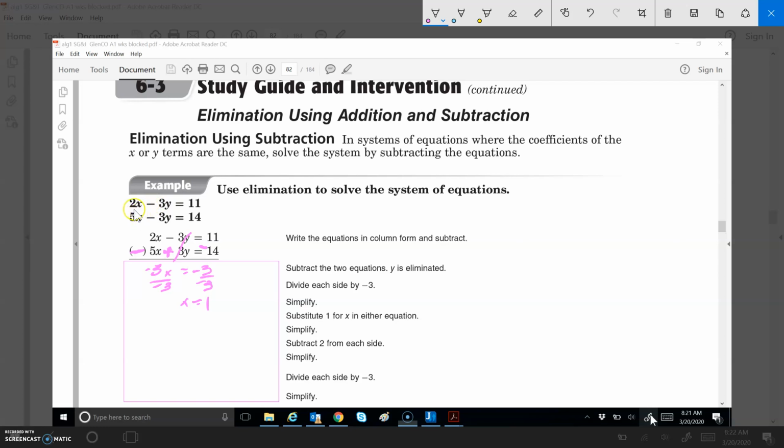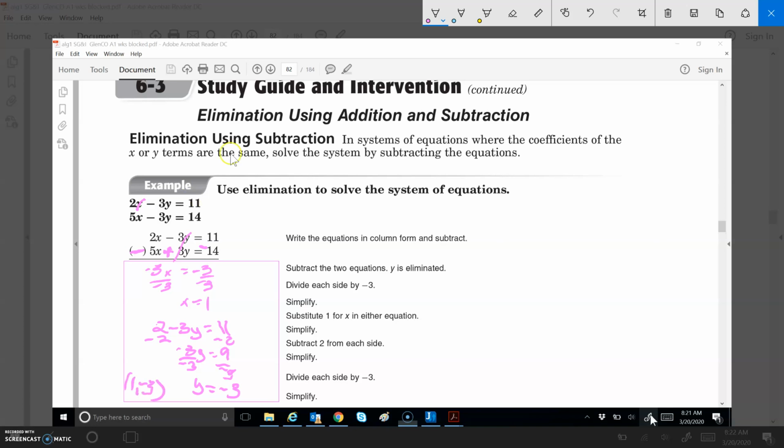Doesn't matter. I'm going to go with the first one here. So 2 times 1 is 2. So we got 2 minus 3y equals 11. Minus 2 because we're solving for y. -3y equals 9. Divide by -3. And y equals -3. So our coordinate point is 1, -3.